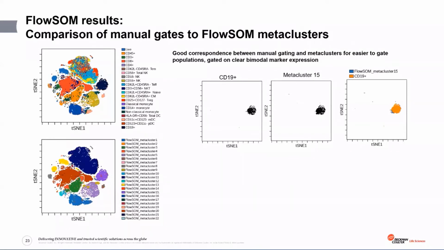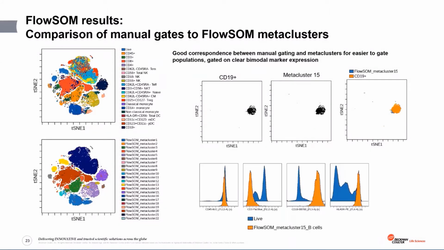For example, here we can see that the CD19 positive B cell population on the top viSNE clearly overlaps with FlowSOM metacluster 15. To verify that metacluster 15 is indeed B cells, we can look at the expression of markers that we know to be important in defining B cells. These plots shown here can all be generated within the Cytobank working illustration. And you can use the gating page to rename any metaclusters as you phenotype them.